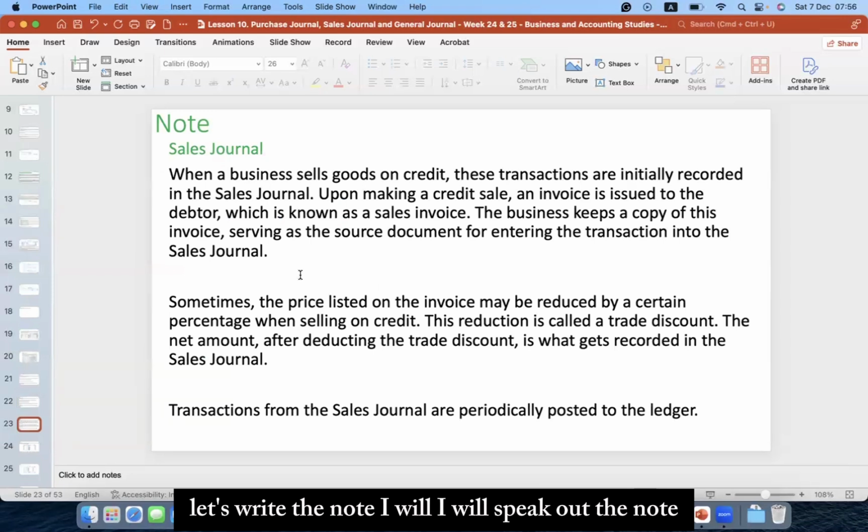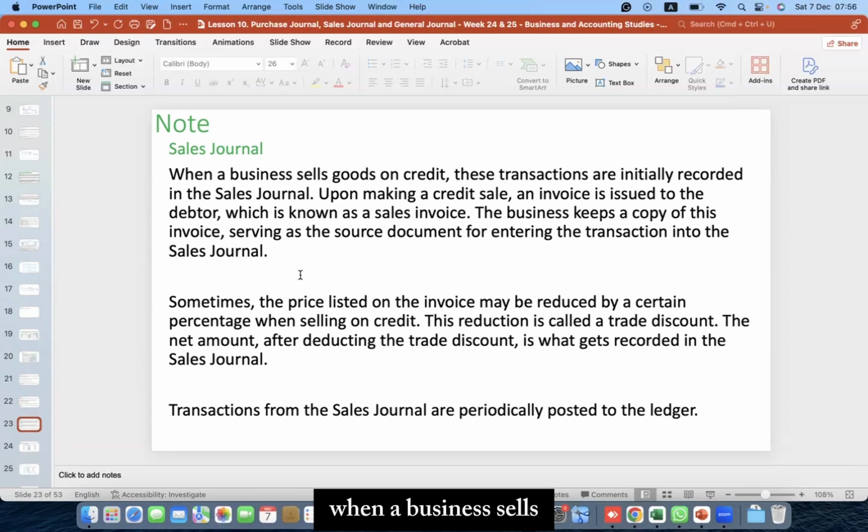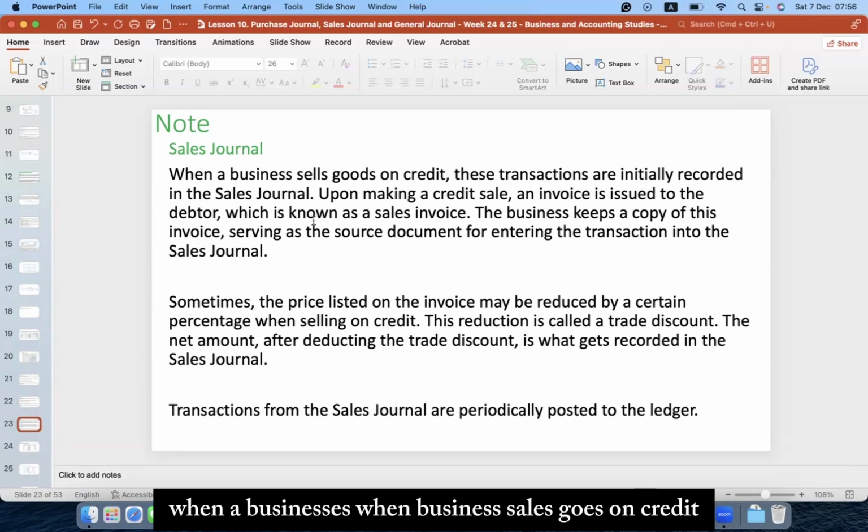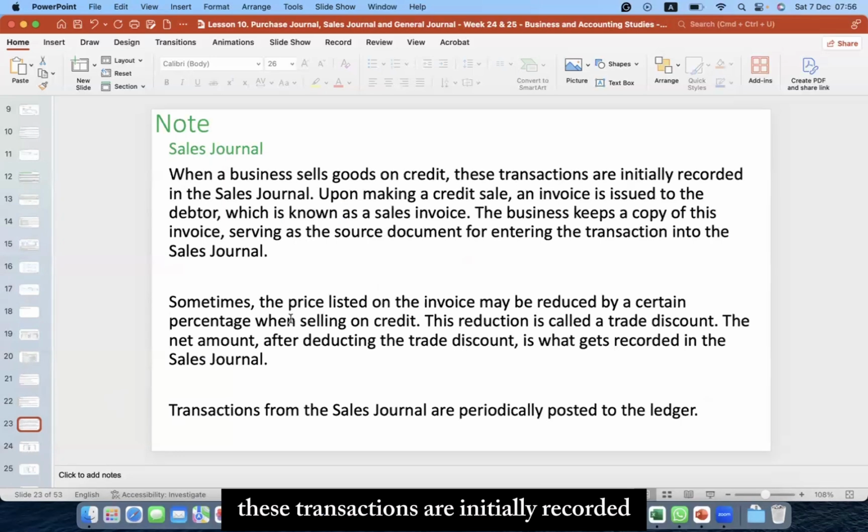Okay, let's write the note. I will read out the note and then you can write it. When a business sells, the heading is sales journal. When a business sells goods on credit, these transactions are initially recorded in the sales journal. Upon making a credit sale, an invoice is issued to the debtor, which is known as the sales invoice. The business keeps a copy of this invoice, serving as the source document for entering the transaction into the sales journal.